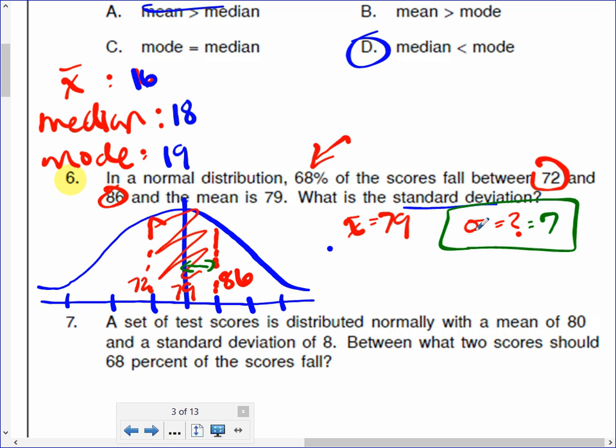Questions on that one? So if it would have said 95%, then we would have put it on the second. Okay. Any other questions on that one? Look down to number 10.